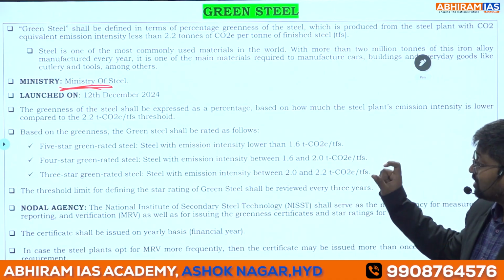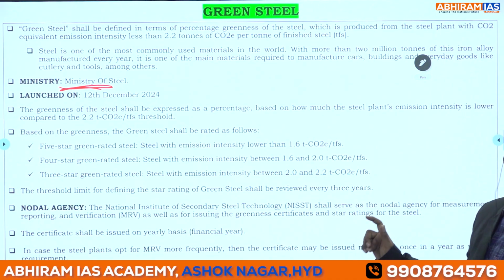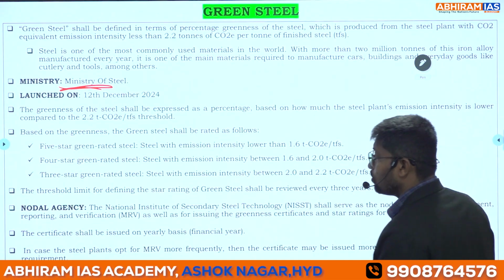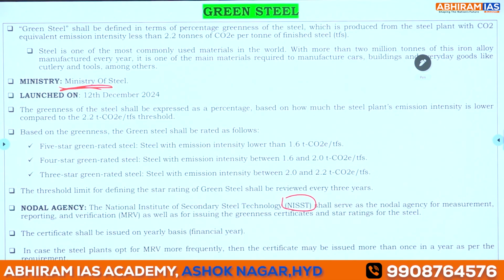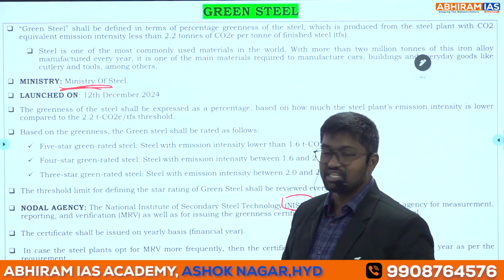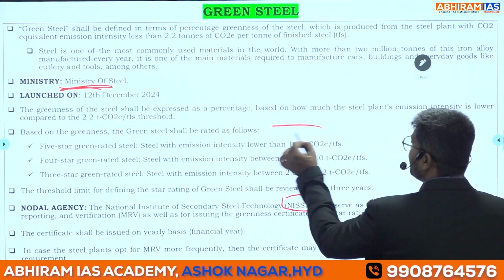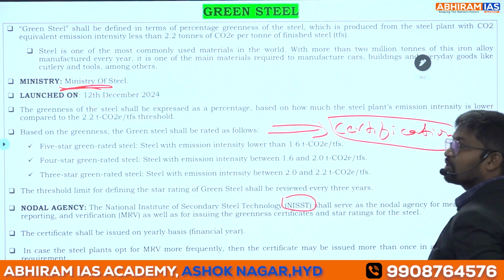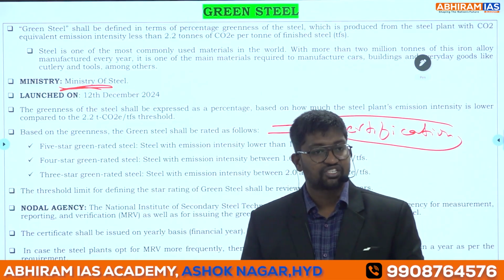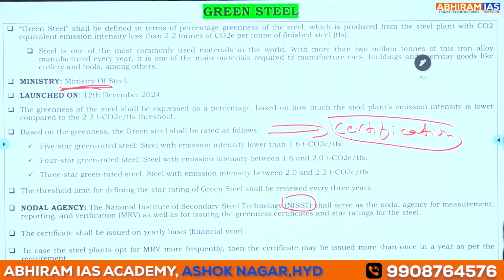Which is the nodal agency of India promoting this green steel concept? Okay, the National Institute of Secondary Steel Technology serves as the nodal agency for measurement, reporting and verification. So what this does, 5-star, 4-star, 3-star, simply we are promoting this certification. Now when we are talking about AC, there is a certification. You can see that certification by looking at the 5-star, 4-star. We are also doing that same certification when it comes to steel.